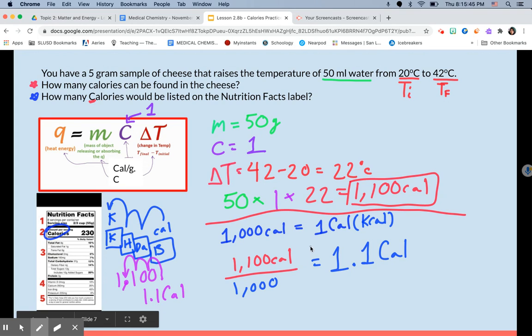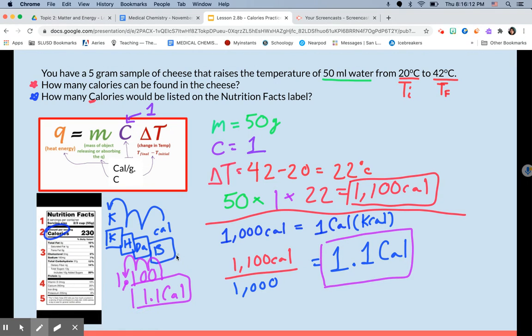So there's 2 ways to solve it. I can either just divide by 1,000, and I will get the answer 1.1 calories. Or I can remember that a capital C calorie is just a kilocalorie, and it's the same thing as unit conversion. And I'll still end up at 1.1. Either method will get you to the result of what a capital C calorie is.